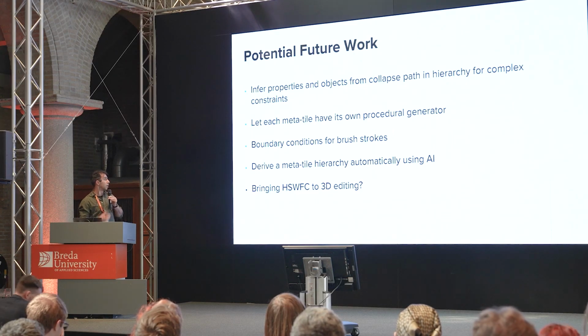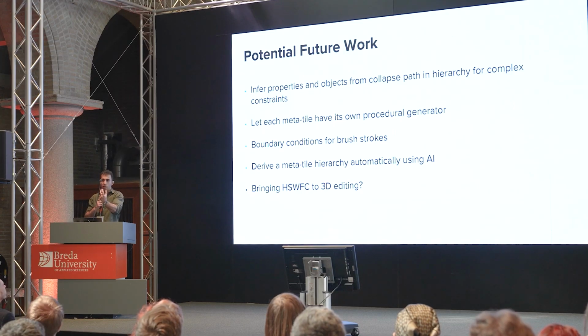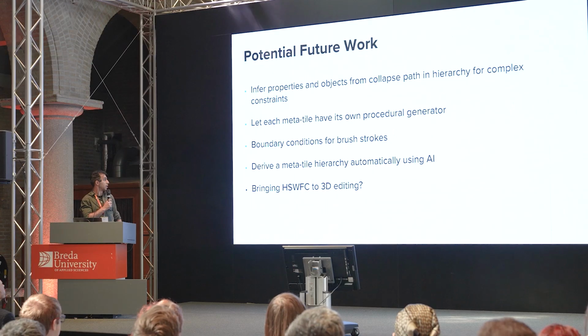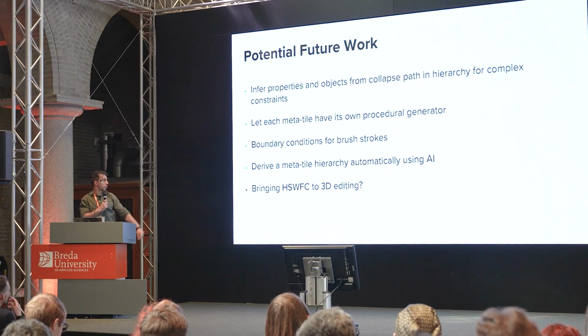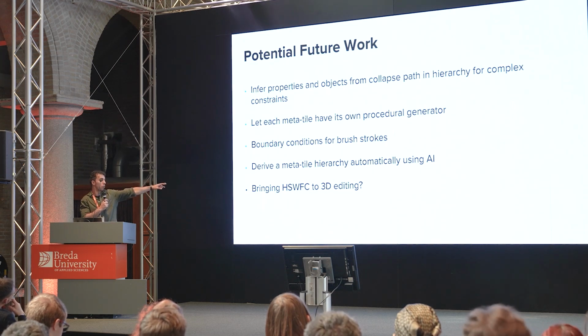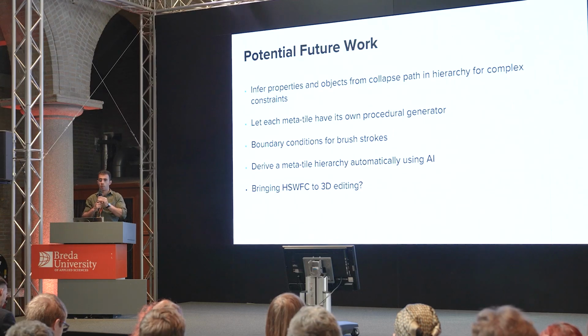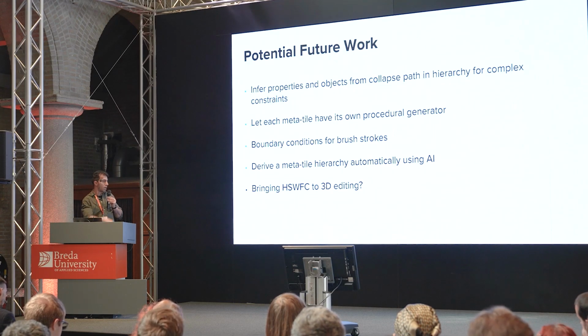For instance, boundary conditions for the brush strokes would also be nice, so you can have a house contained within the brush stroke, for instance. By the way, these meta hierarchies you can just completely build yourself. That was basically the third demo, but it would also be really cool to derive them using AI just from an image, so you get this already completely ready to use tile set. And of course, we could bring this to 3D.